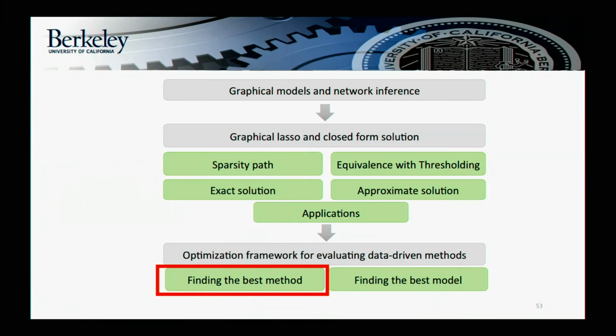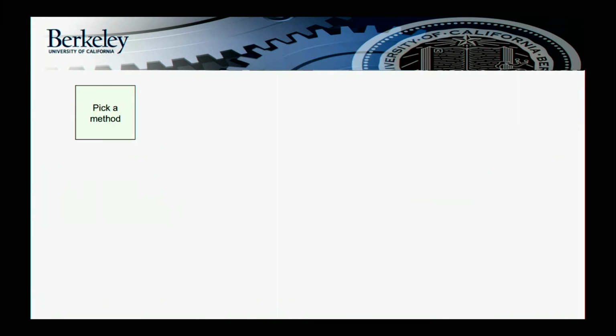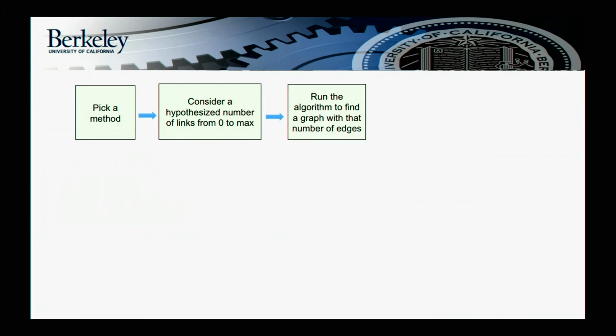Now, the question is how we can find the best methods. The algorithm we develop is the following. First, we want to see how we can run each algorithm in practice. So we're going to pick a method, let's say, for example, graphical lasso. Since in reality we don't know how many edges exist in the graph, we're going to hypothesize that the number of edges could be any number from 0 to the maximum number of edges in the graph. Then we're going to run the algorithm to find a graph with that many edges.